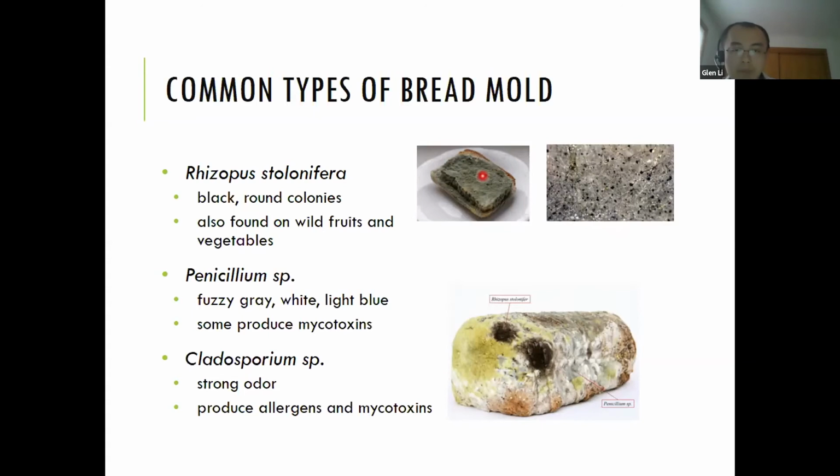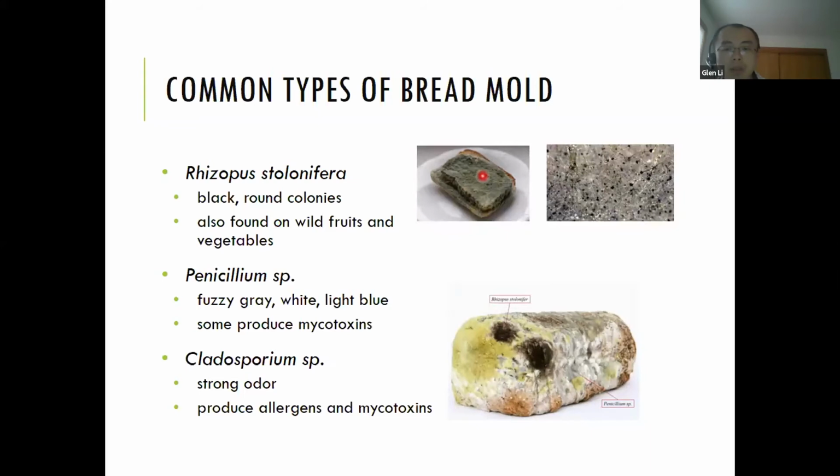Anyway, these are just some notable examples. There are a lot more types of organisms that can grow on breads, in the thousands. So these three are probably the most common ones.